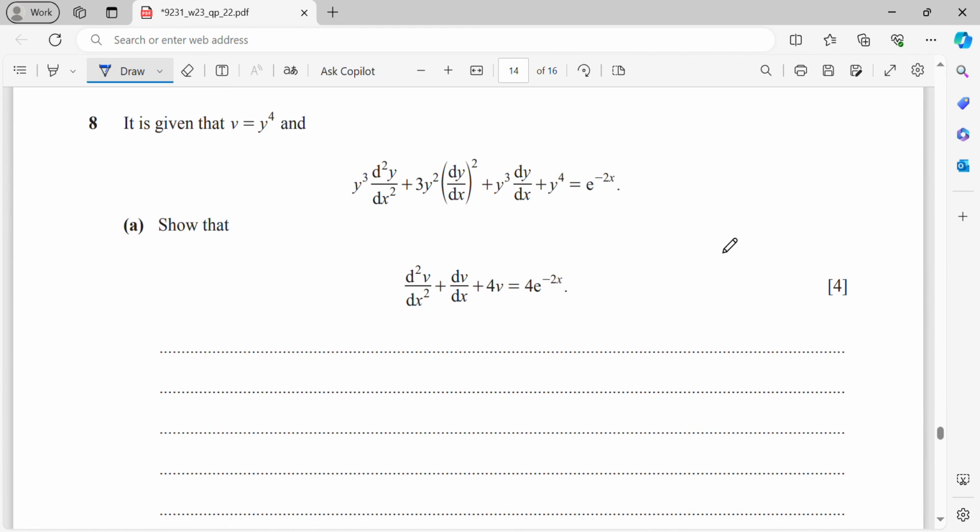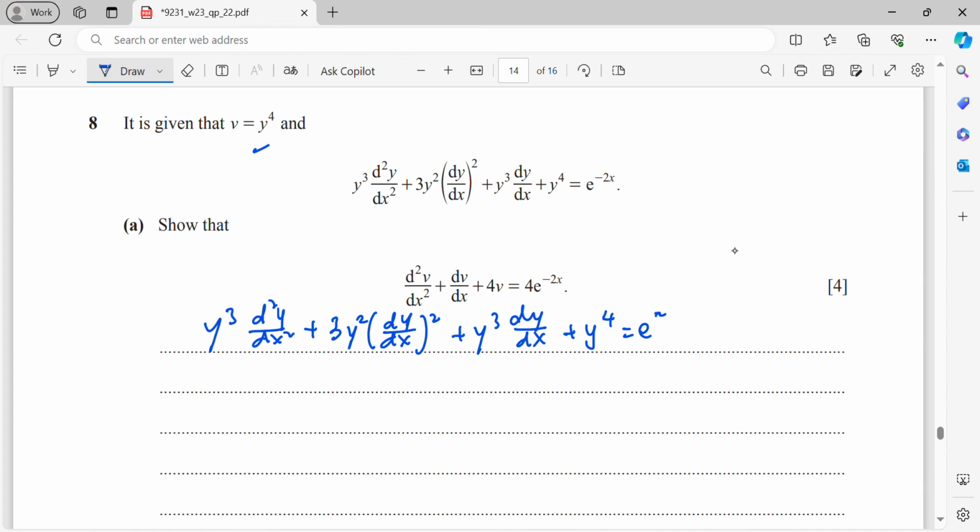Okay, now question number 8 is given v equals to y to the power 4 and a second order differential equation. Show the second order differential equation in terms of v and x. So now I'll copy the question first. y cubed d squared y over dx squared plus 3y squared (dy over dx) squared plus y cubed dy over dx plus y to the power 4 equals to e to the power negative 2x.